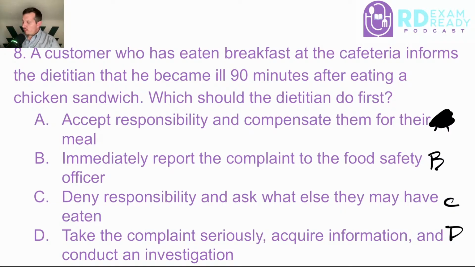B, immediately report the complaint to the food safety officer. Okay, I don't think it's a terrible thing to do. It doesn't leave a bad taste in my mouth. Let's see what other answers look like.